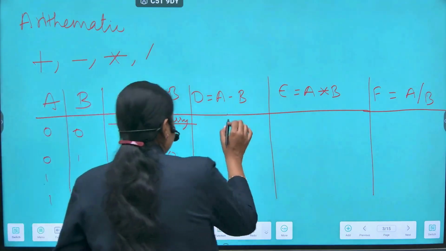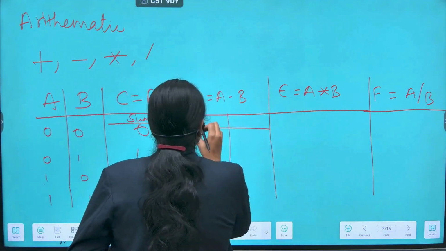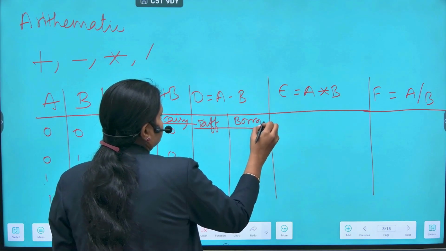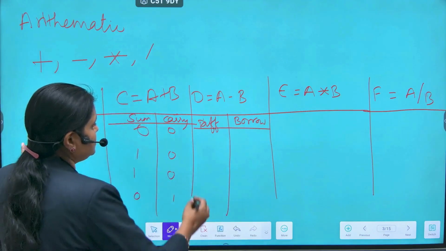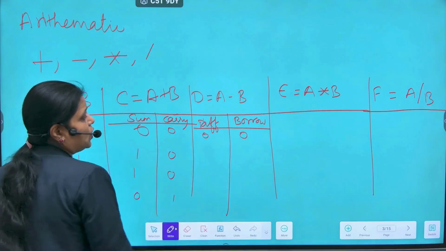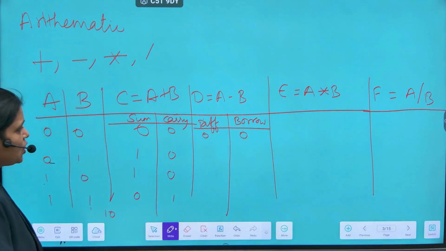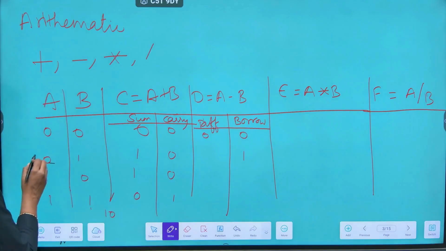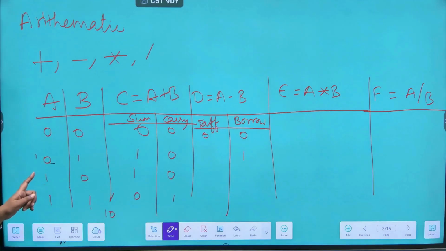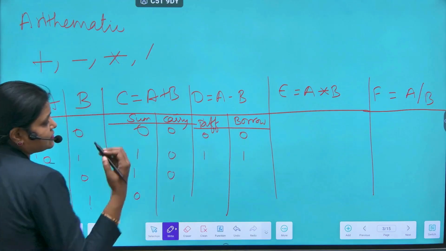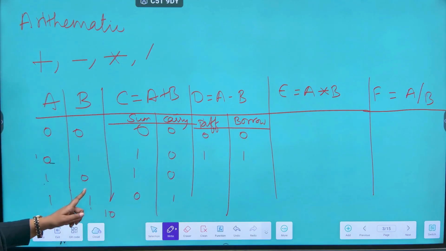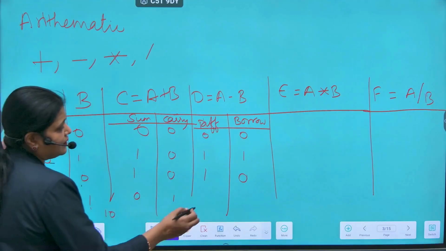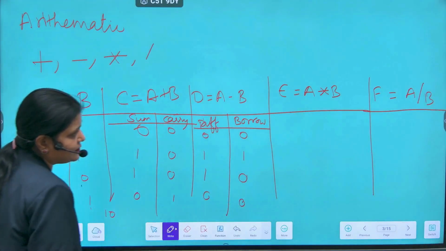Similarly, A minus B. So we require here difference as well as borrow. 0 minus 0 is nothing but 0 and borrow also is 0. 0 minus 1 is not possible. So I will take borrow 1. So when I take borrow 1, this becomes 1 0, that is 2. 2 minus 1 gives me 1. So the difference is 1. 1 minus 0, the difference is 1 and borrow is 0. 1 minus 1, difference is 0 and borrow is 0.